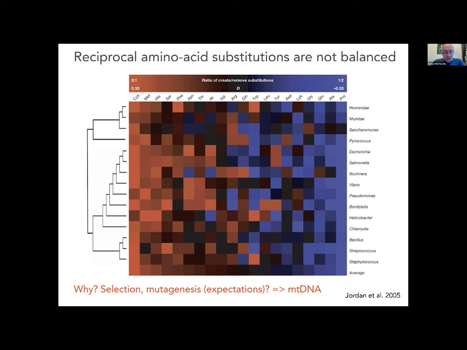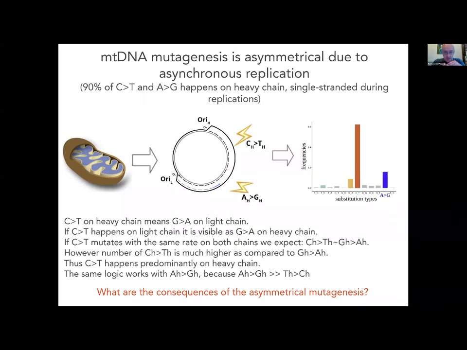In my project, we decided to concentrate on the mitochondrial genome because in this case, we know the rules of mutagenesis. So we can predict what kind of amino acid substitutions we expect if mutation spectrum is more important as compared to selection. Let me explain a little bit about the mitochondrial genome. It is circular and has asynchronous replication. The main idea is that during replication, one strand, called the heavy strand, is single-stranded for a long period of time. And exactly this single-stranded condition is very mutagenic.